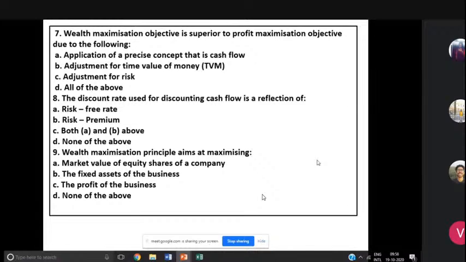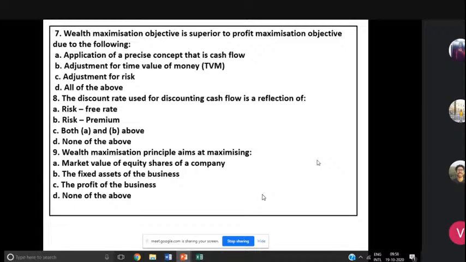The discount rate used for discounting cash flow is a reflection of... Which is the answer there? Both A and B. C is the answer. Yes, both A and B above. C is the answer. Now come to the next.